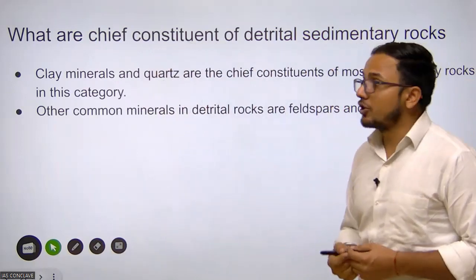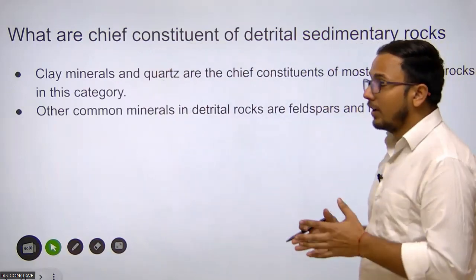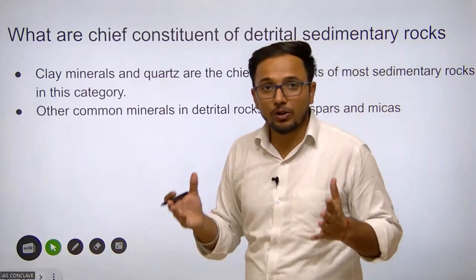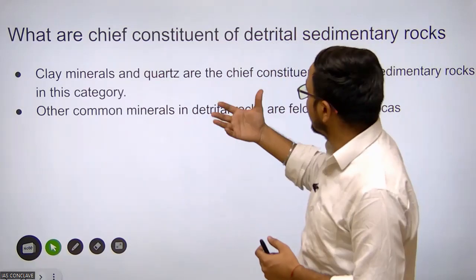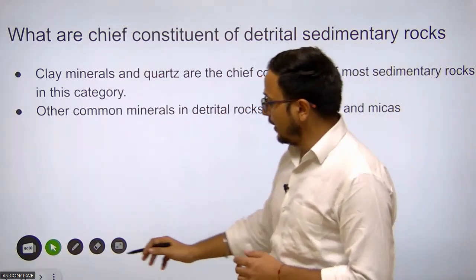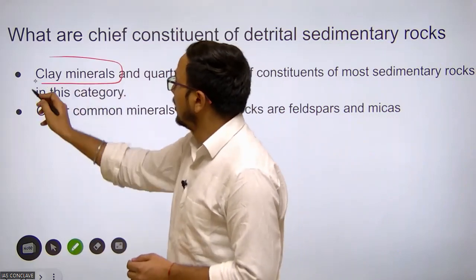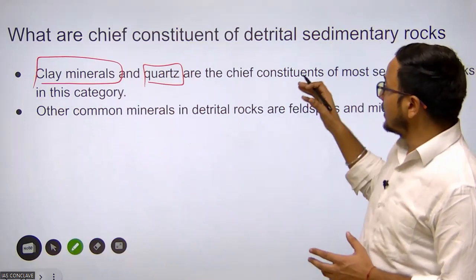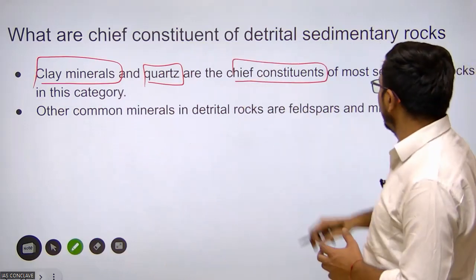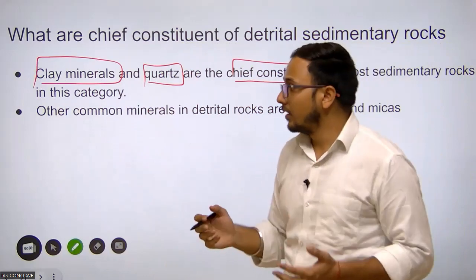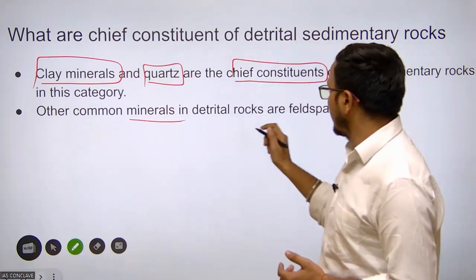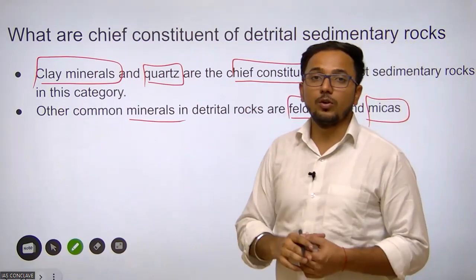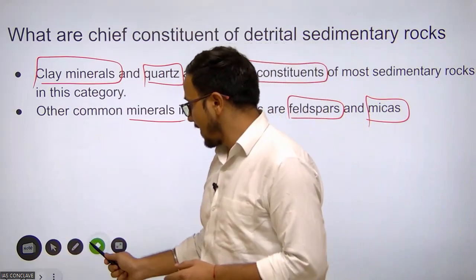Now, what are the chief constituents of the detrital sedimentary rock? Chief constituent means detrital sedimentary rocks are formed by solid particles. So what type of solid particles can be in formations of the detrital sedimentary rocks? These can be clay minerals and quartz. Clay minerals and quartz are the primary or chief constituents of most sedimentary rocks. In part, other common minerals in detrital rocks are feldspar and micas. So these are the chief constituents of the detrital sedimentary rocks.